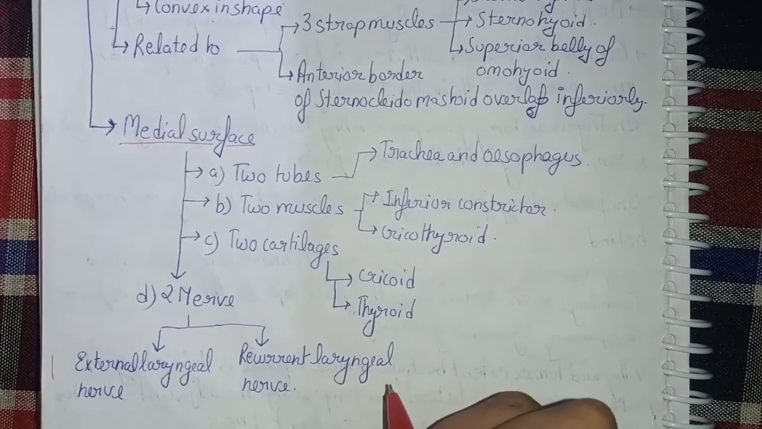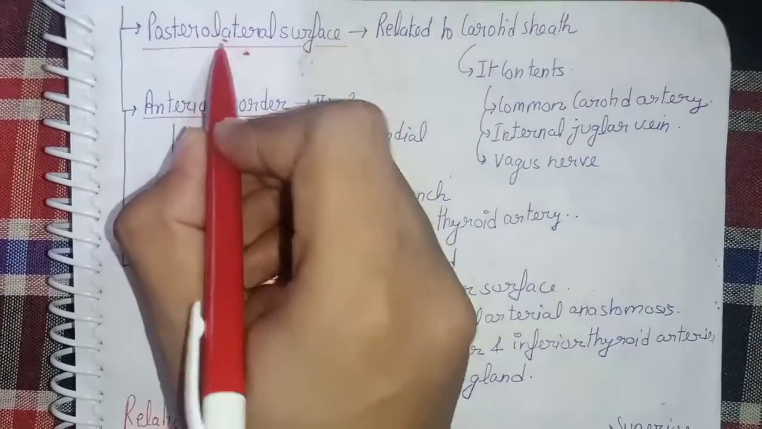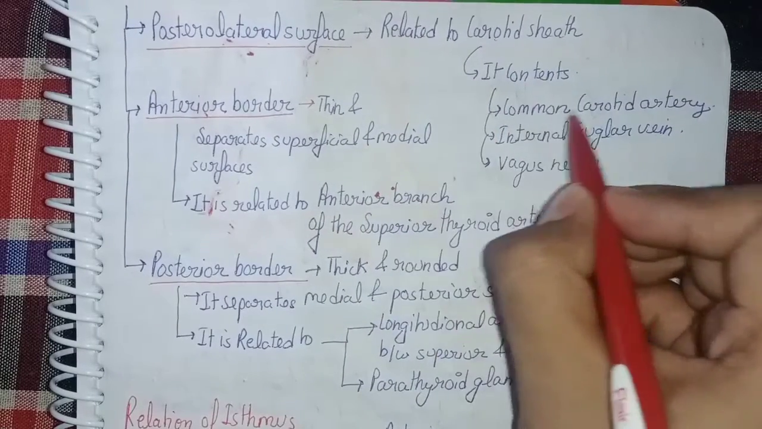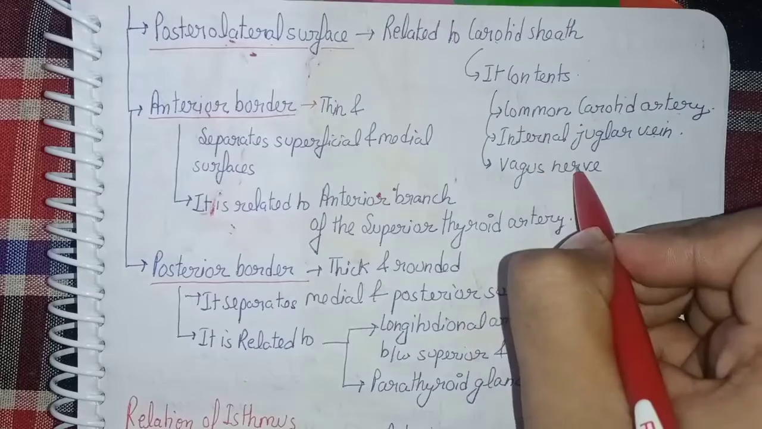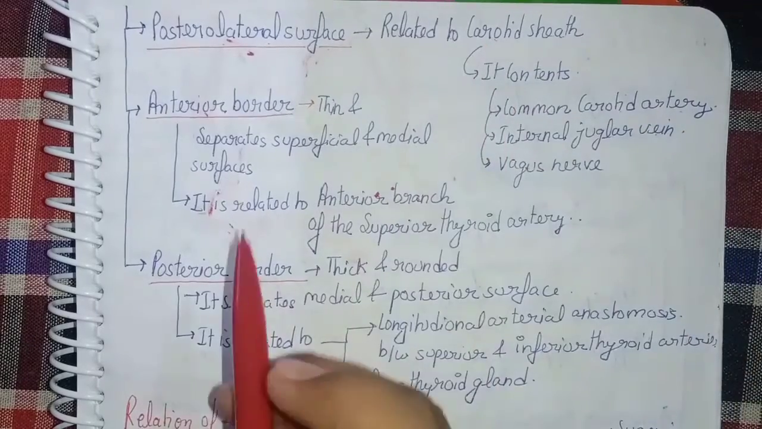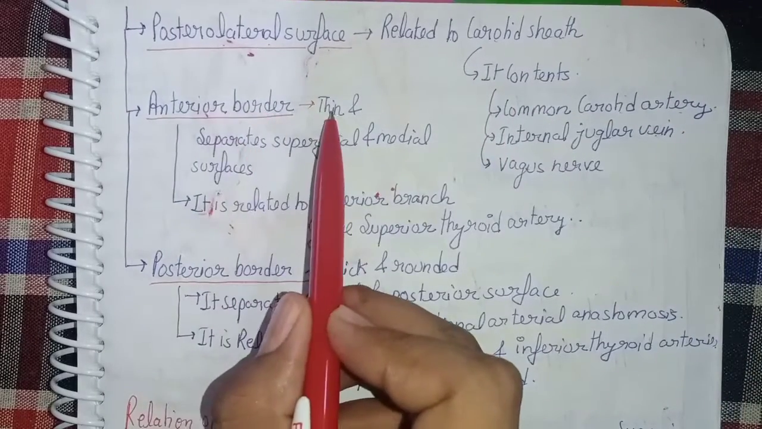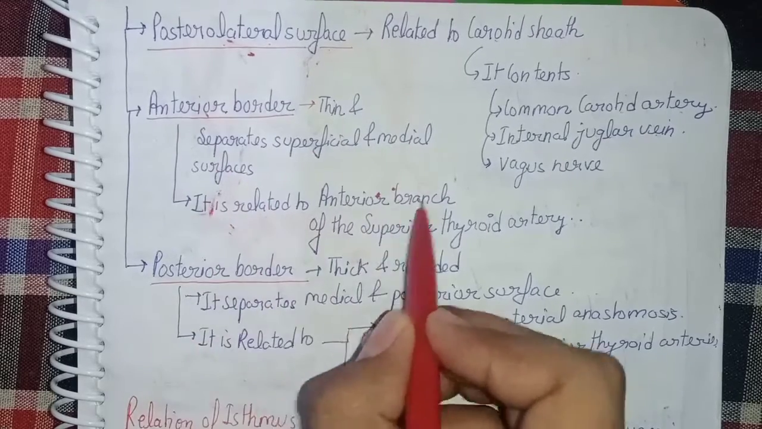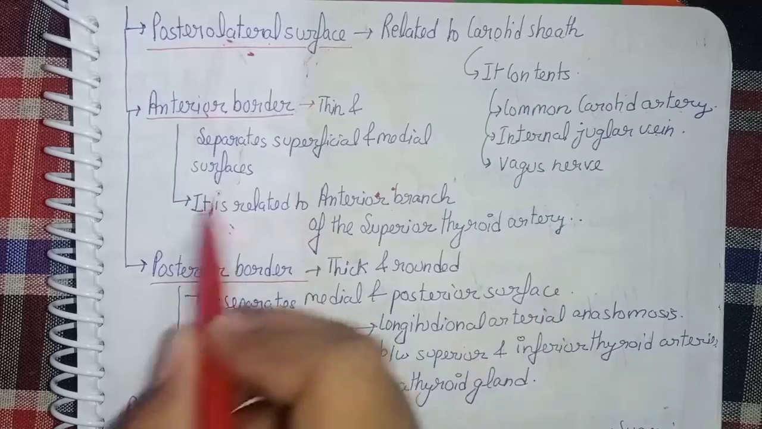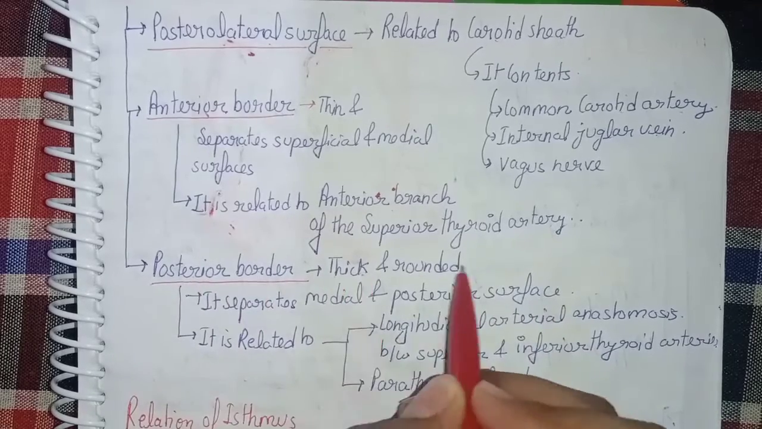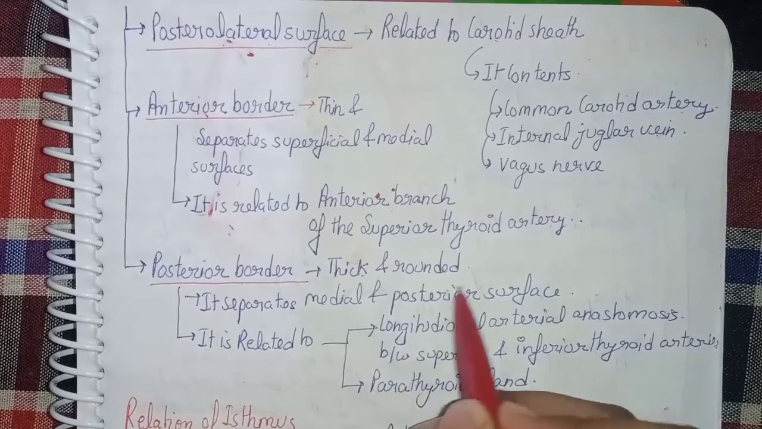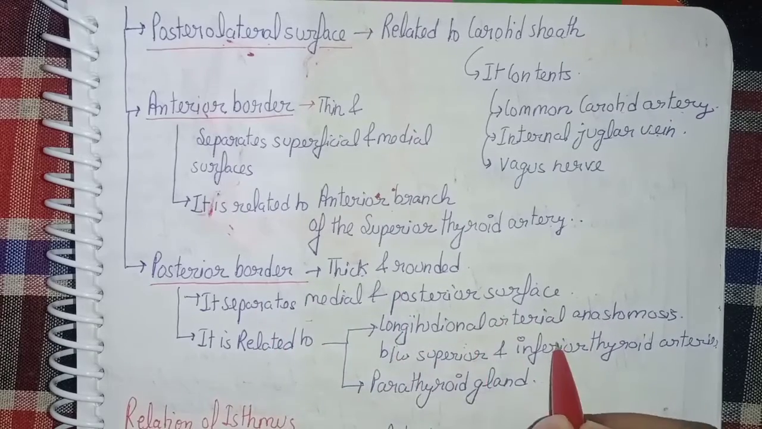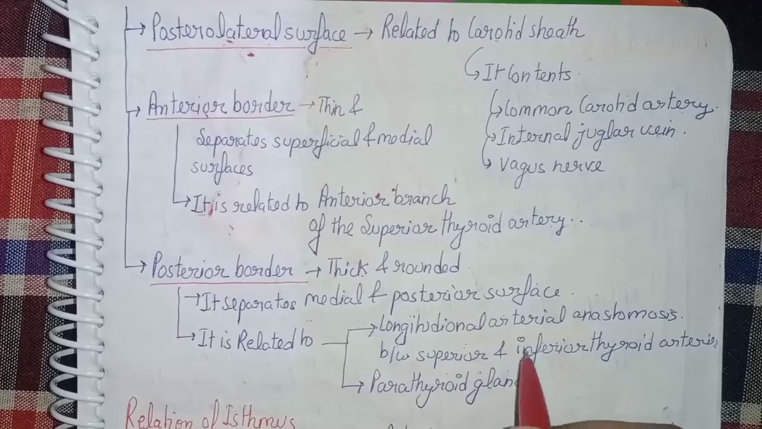So now coming to the relations of the posterior lateral surface, it is related to the carotid sheath, whose contents are the common carotid artery, internal jugular vein and vagus nerve. Now coming to the anterior border, it is thin and separates the superficial and medial surfaces. It is related to the anterior branch of the superior thyroid artery. Now coming to the posterior border, it is thickened and rounded and it separates the medial and posterior surfaces, and it is related to the longitudinal arterial anastomosis between the superior and inferior thyroid arteries and the parathyroid gland.